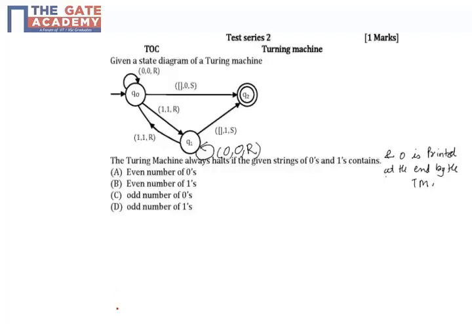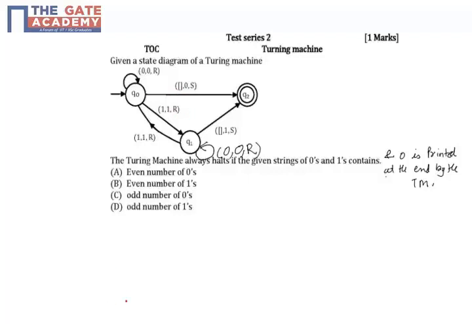Okay, let us read the question first. We are given a state diagram of a Turing machine, and it is asking whether the Turing machine always halts if the given string of zeros and ones contains an even number of zeros, even number of ones, odd number of zeros, or odd number of ones, and a condition is given that 0 is printed at the end by the TM. This means that when my Turing machine is halting, 0 is being printed by the Turing machine. So what we have to do, let's look at the Turing diagram first, and see what it is doing.